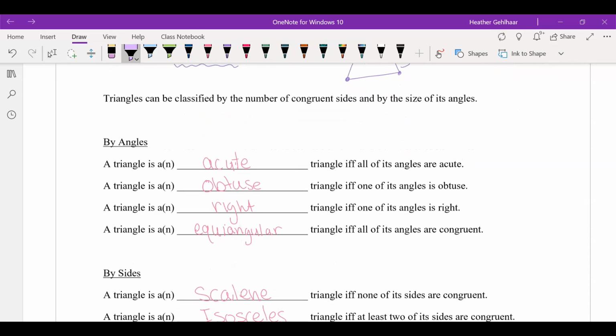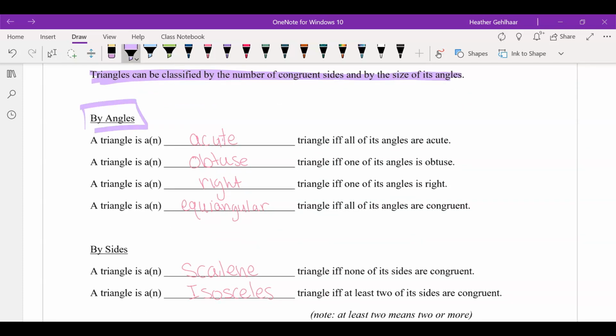Next, triangles can be classified by the number of congruent sides and by the size of their angles. When we classify them by their angles, essentially what that means is I'm going to give you a triangle and there's going to be degrees within them and you have to say whether it's a specific triangle or not based on what you see. So an acute triangle is when all angles are acute. So the degree of the angles are all greater than 0 but less than 90.